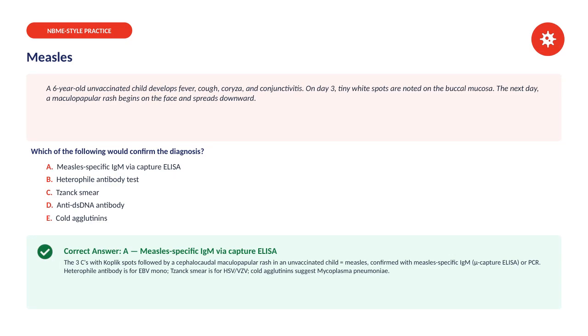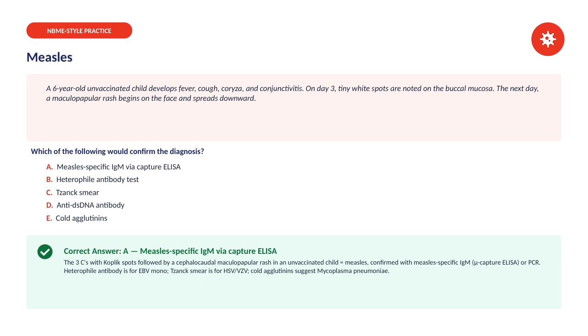An unvaccinated child with fever, cough, runny nose, and red eyes who then develops tiny white spots inside the cheeks, known as Koplik spots, followed by a rash starting on the face and spreading downward, is showing classic signs of measles. To confirm this diagnosis, we rely on laboratory testing for measles-specific IgM antibodies using a capture ELISA test. This test detects the immune response specific to measles virus and is the standard diagnostic method.